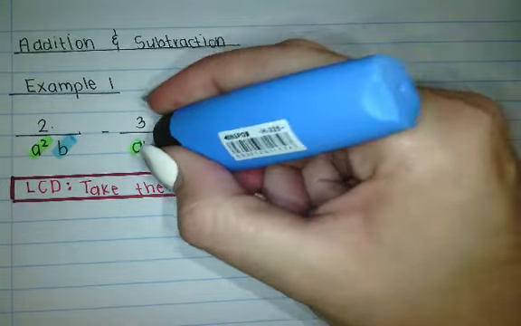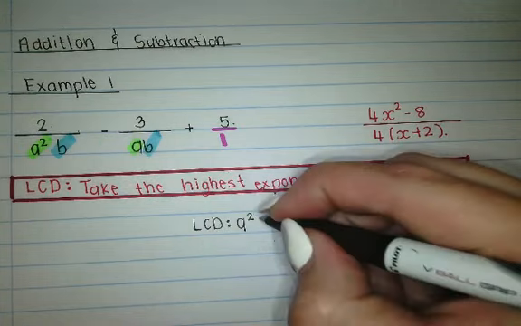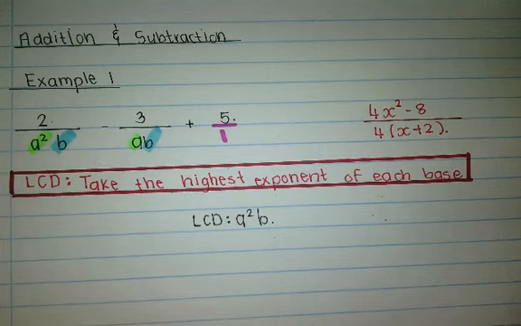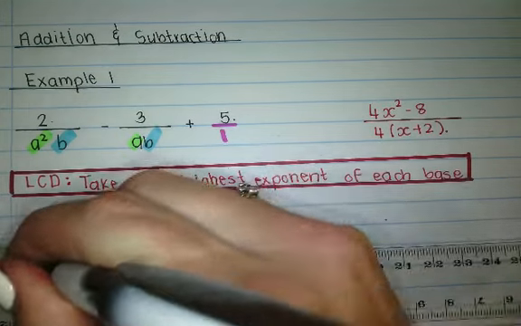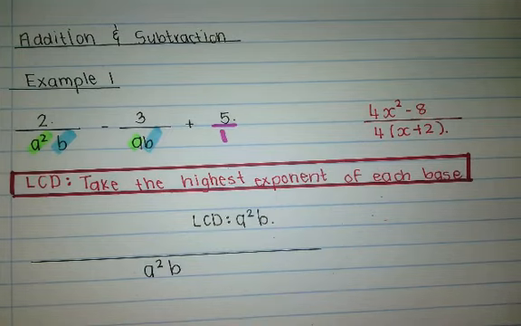Then I've got B and B. The highest exponent of that base is B. So my LCD is going to be a squared B. Now what I do is, on the entire thing, I'm going to write it all over my LCD, which is a squared B.